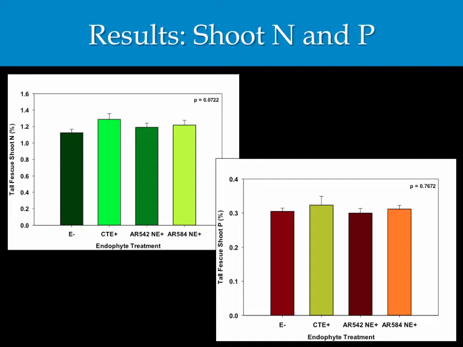the CTE+. And while this wasn't terribly significant, it is at least consistent with other data that I collected for another project, where there was that difference in shoot nitrogen between the endophyte-free and the CTE+ plots. So not significant, but it does show up across multiple years. That was in 2011. And there was no endophyte effect on shoot phosphorus.